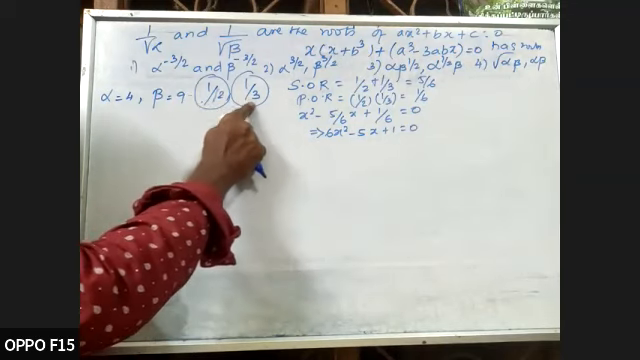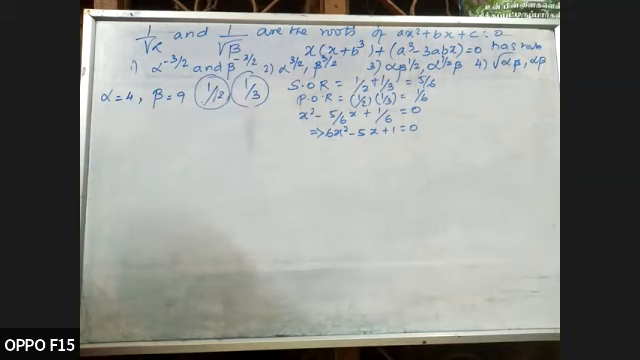Now take alpha is equals to 1 by 2, beta is equals to 1 by 3. Correct? Now just find out what the equation is. I've given the equation: a cube minus 3abx plus b cube... x plus b cube, a cube minus 3abx equal to 0.